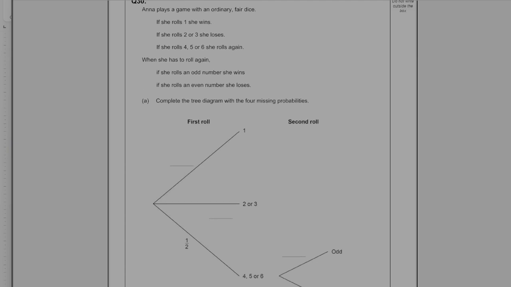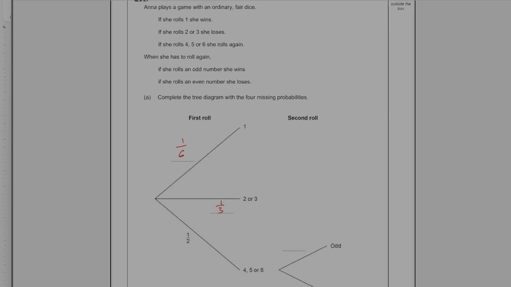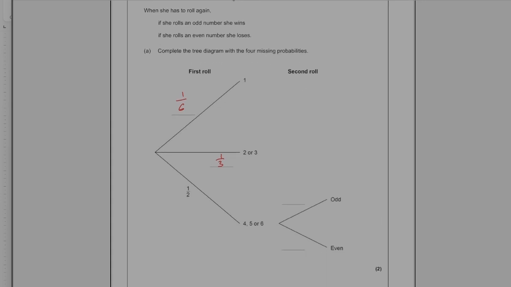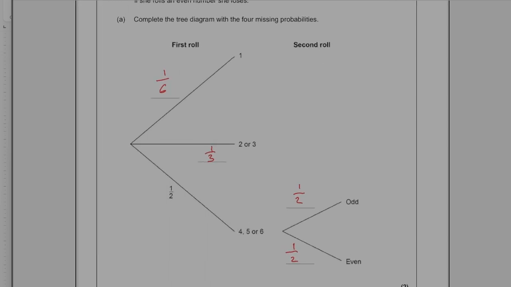Okay, so we've got an ordinary dice. So the probability of rolling a 1 would be 1 out of 6. The probability of rolling a 2 or a 3 would be 2 out of 6 or 1 out of 3. And then the next one that we need to look at is if she rolls a 4, 5 or a 6, the probability of her then rolling an odd number is going to be a half, or 3/6, and the probability of rolling an even again would be a half. So that's my completed tree diagram.